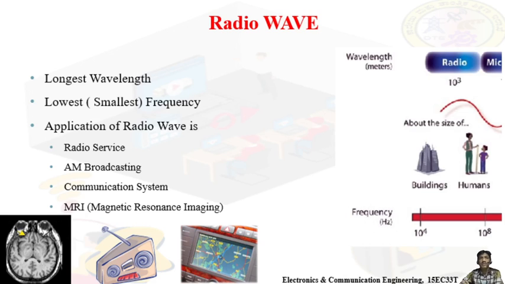Next, the radio wave. The radio wave is the electromagnetic spectrum having the longest wavelength and smallest frequency. The applications of radio wave are radio service, AM broadcasting, communication system, global positioning system GPS and MRI. MRI is mainly used in hospitals.